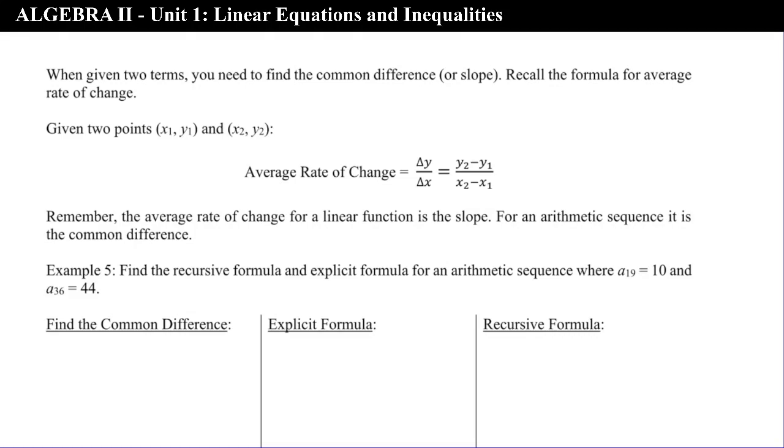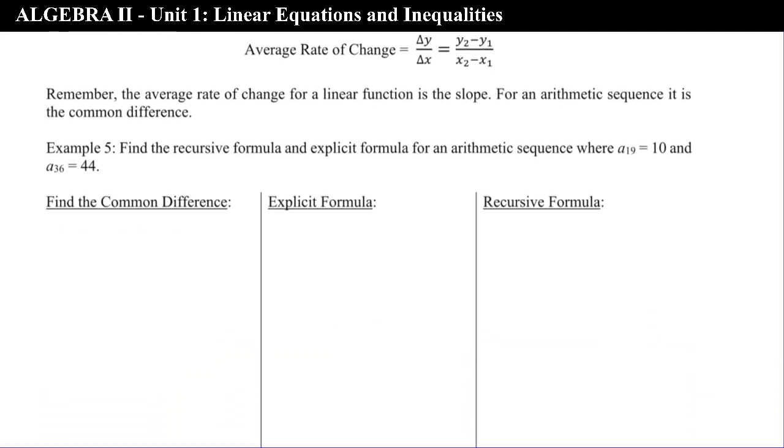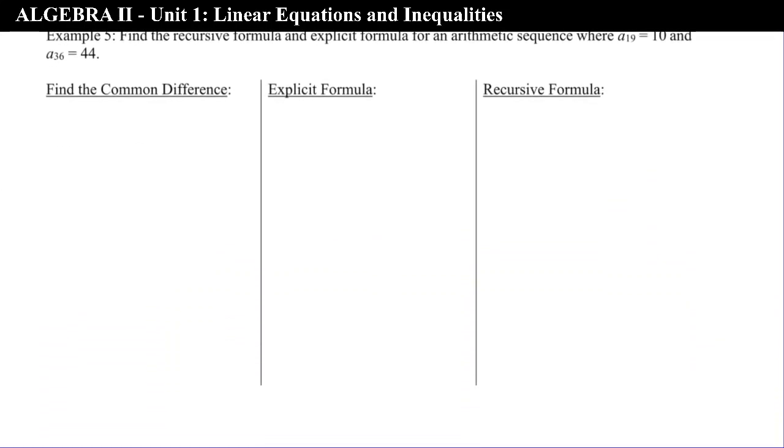We've used common difference as our slope in the point slope form of the linear equation. Well, let's recall what the formula is for average rate of change, or in the case of a linear function, the slope. We have change in y over change in x, which is y sub 2 minus y sub 1 over x sub 2 minus x sub 1. So you can use that to find what your slope is, which would be your common difference. So let's do this in example 5.